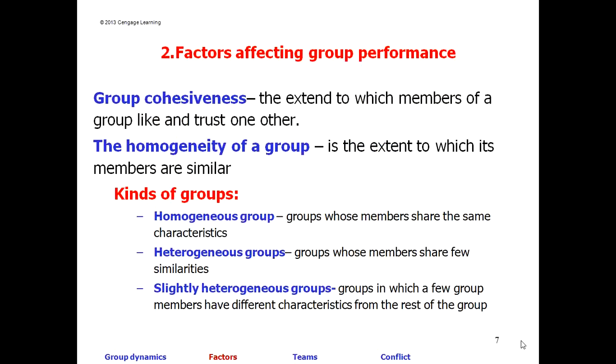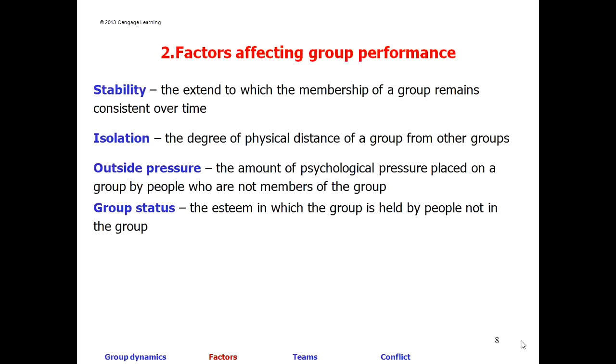Group size and novelties. Group cohesiveness is the extent to which members of a group like and trust one another. The homogeneity of the group is the extent to which the members are similar. Homogeneous groups are those whose members share the same characteristics. Heterogeneous groups are those whose members share few similarities. Slightly heterogeneous groups are groups in which a few members have different characteristics from the rest of the group.